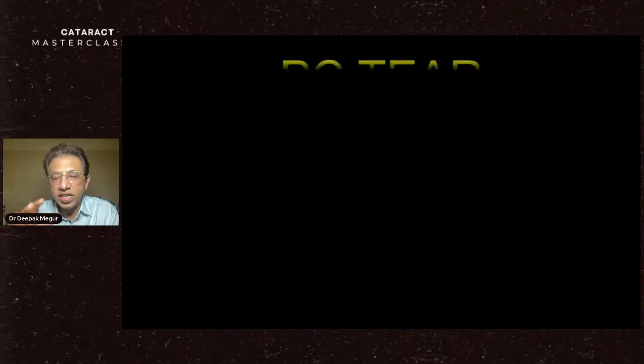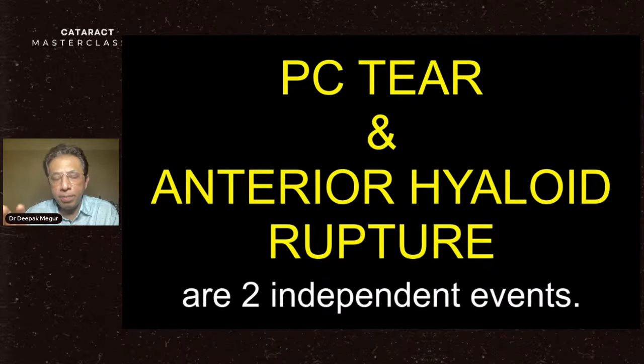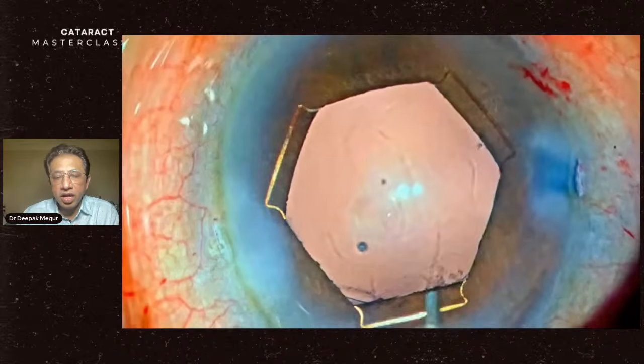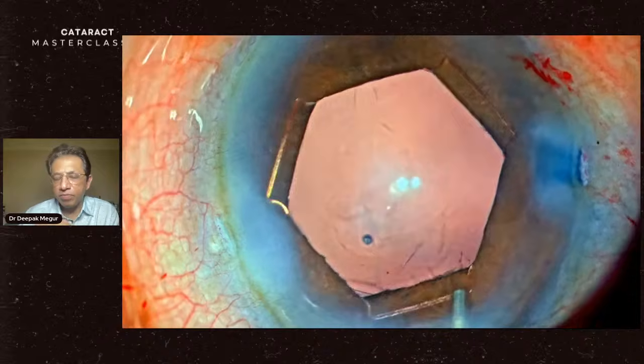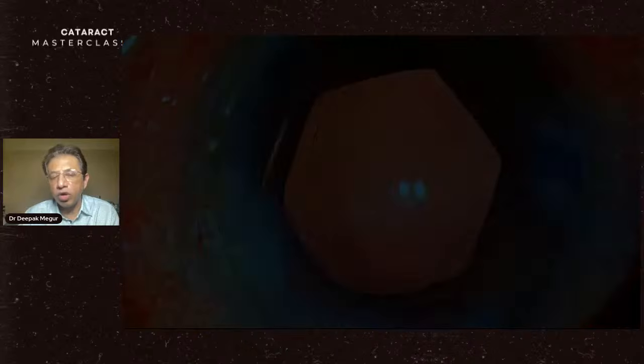So what does this teach us? PC tear and anterior hyaloid rupture are two independent entities. Because it gives me a few seconds' time, if I diagnose it earlier, the second ring formation would have been prevented. So that was the message from this video.